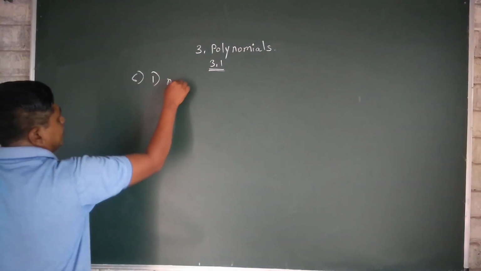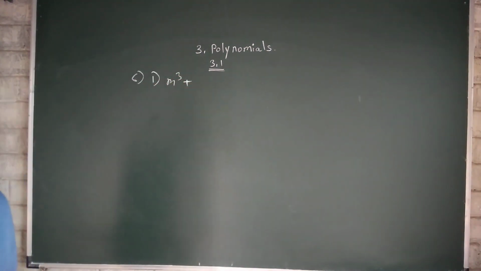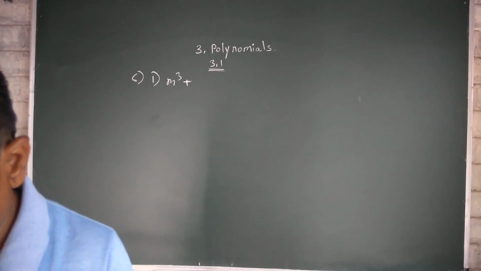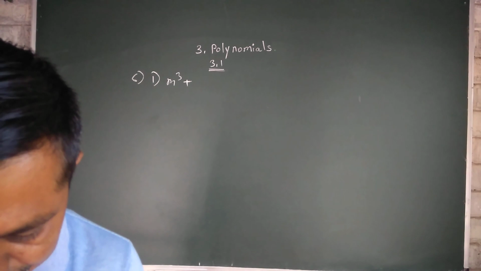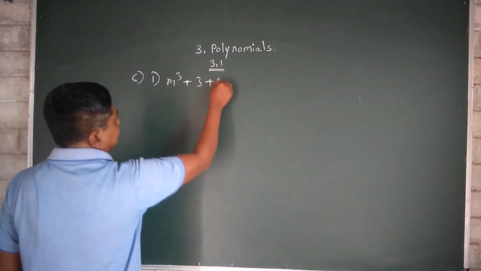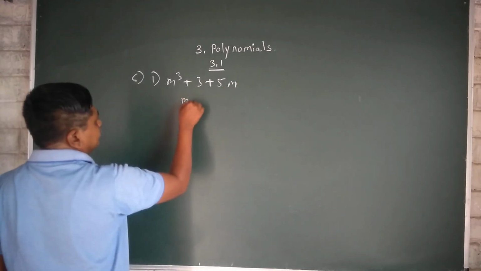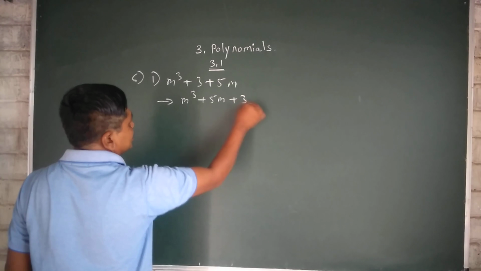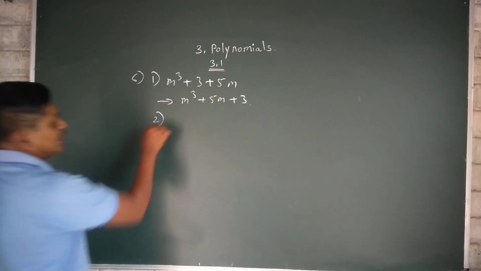First question is m cube plus 3m plus 3 plus 5m. In standard form, m cube plus 5m plus 3. Second question.